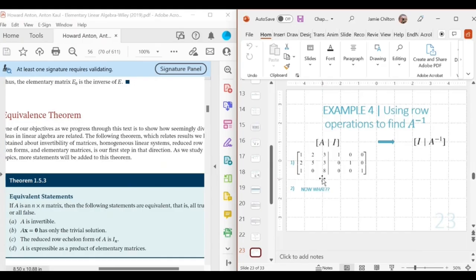So if you look at example 4, what would be one of the first things that you'd want to do? Get zeros underneath that first. Yeah, you want to have this be your leading one up here, right? So one of the things they suggest is to tackle this bottom row. Keep in mind, you'll be doing operations across this whole entire conjoined matrix now.